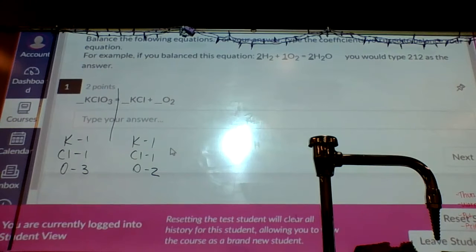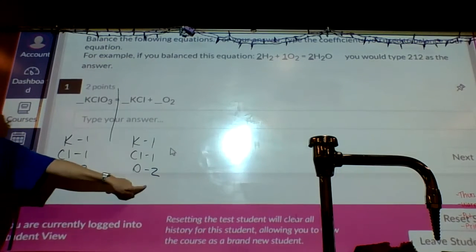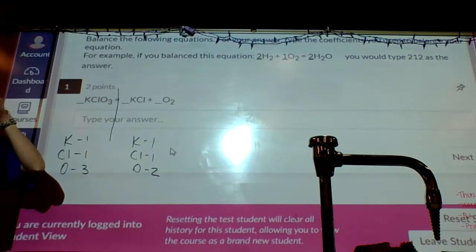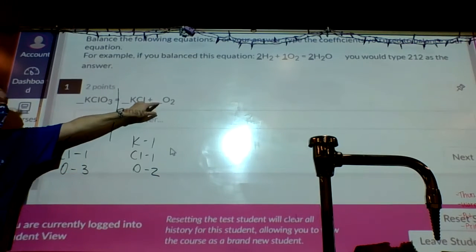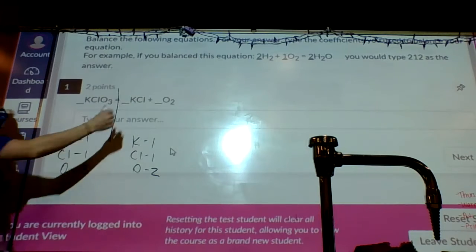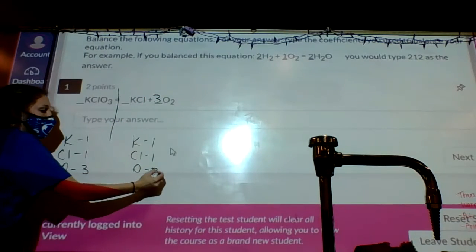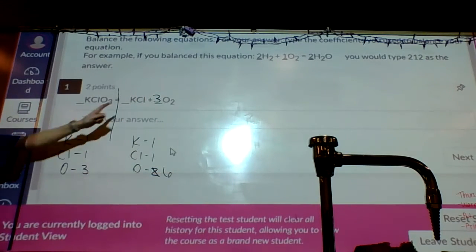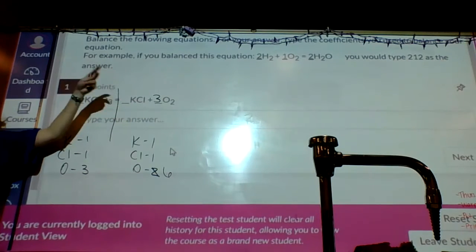Okay? So what pattern do you see? It's the 2, 3 pattern. The 2, 3 pattern, yeah. Okay? So whenever I have an element that has a 2, 3 pattern, I got to bring them up to what number? 6. How do I bring this oxygen up to 6? 3. If I put a 3 here, I got 6. Okay, did I change my K or Cl? No, so I'm good here.